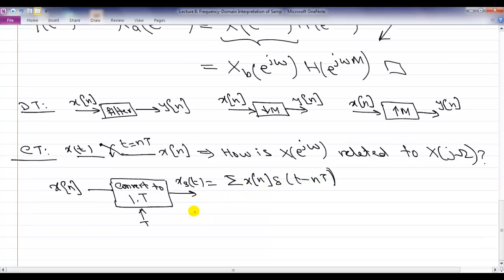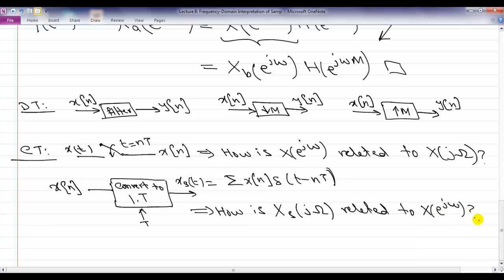We haven't discussed how Xs(jΩ) is related to X(e^jω). Okay. Other than that, we sort of know the relationships.